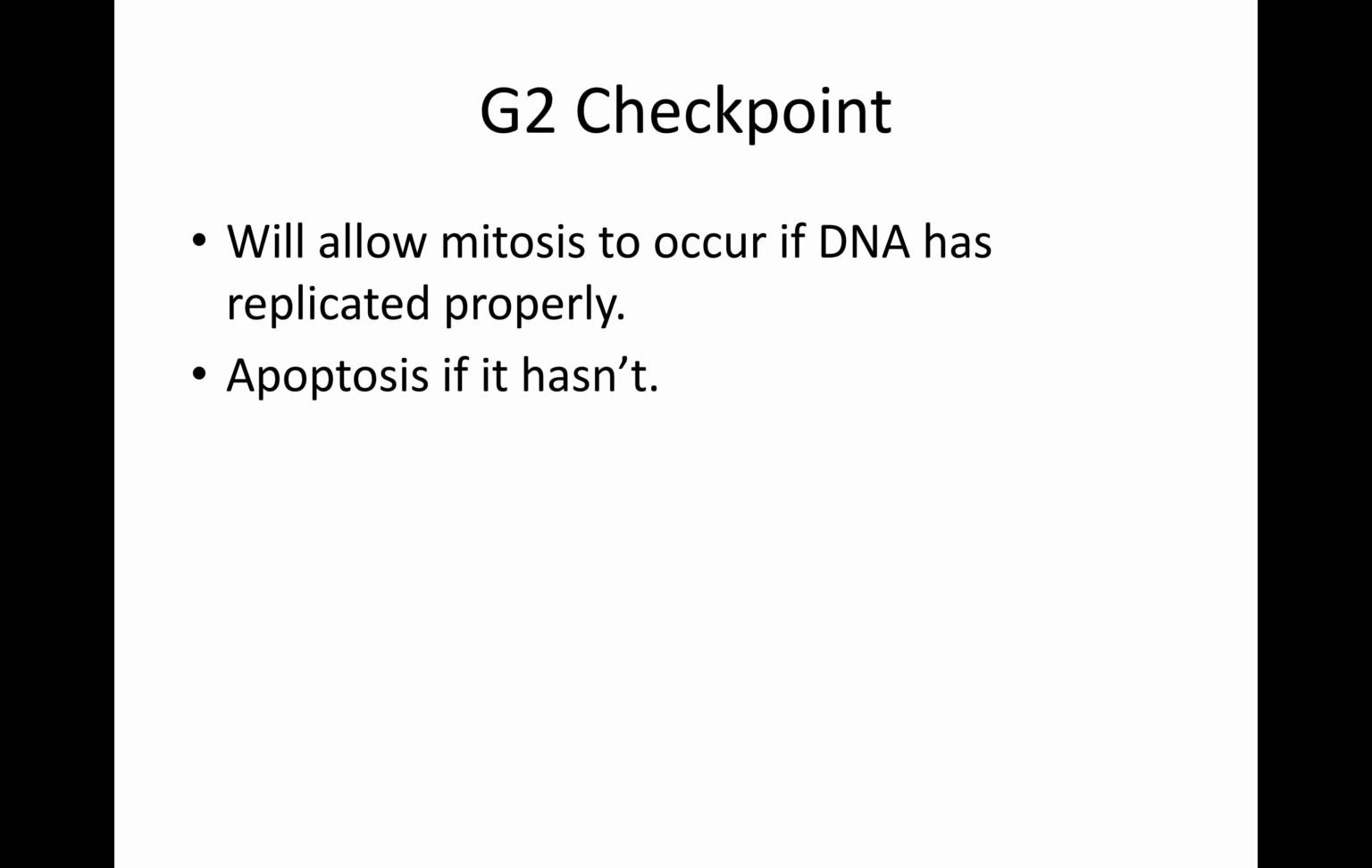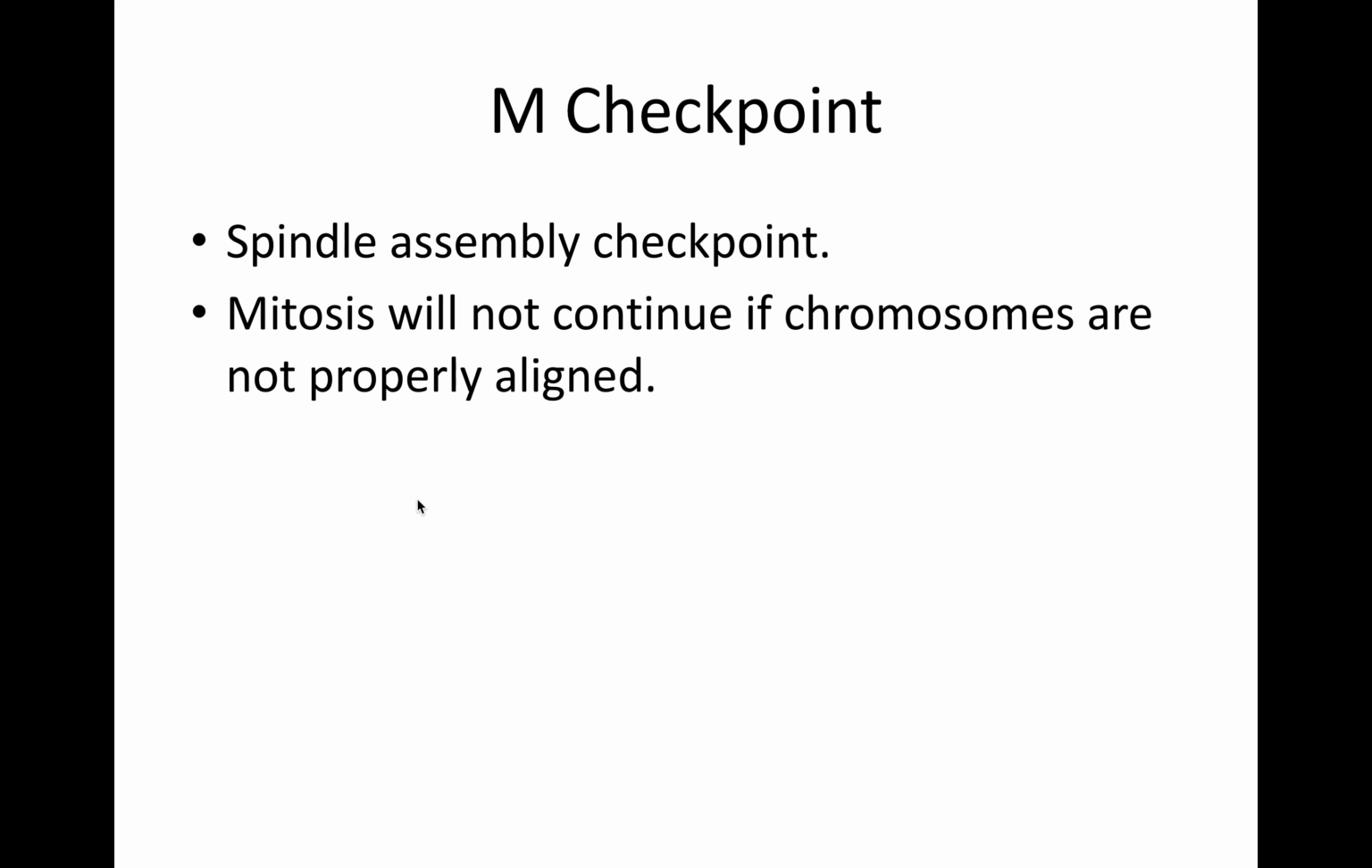If it's not perfect, guess what happens? Programmed cell death happens, which is called apoptosis. These are like little stop signs in the road, and it says stop, let me check you. And then you go through something else and it's stop, let me check you. If you're not good, get out of the way, go to the trash. So the last checkpoint, which I forgot to tell you about yesterday, is called the M checkpoint. This is called the spindle assembly checkpoint, and mitosis will not continue if chromosomes are not properly aligned.